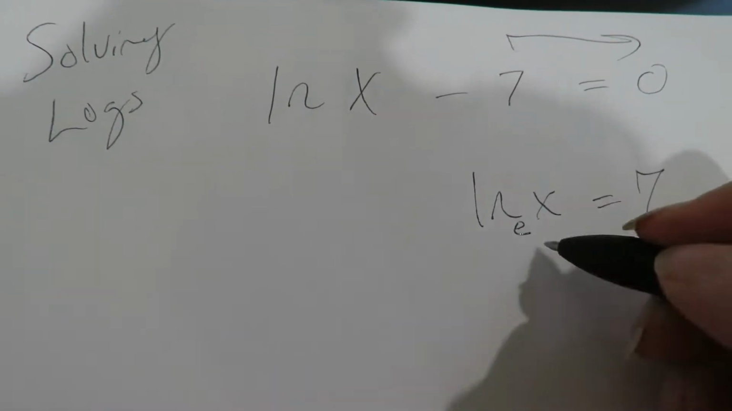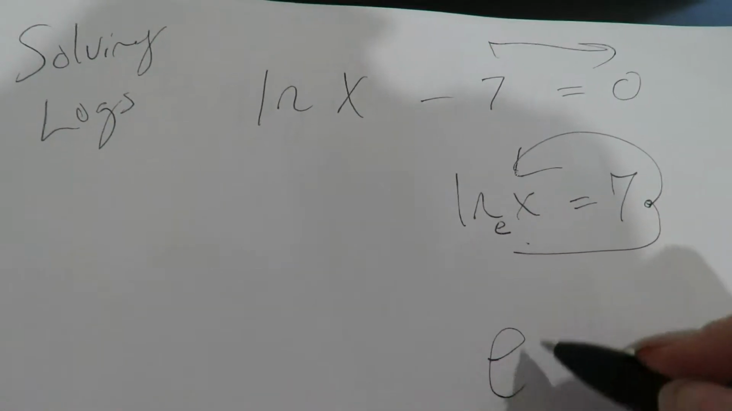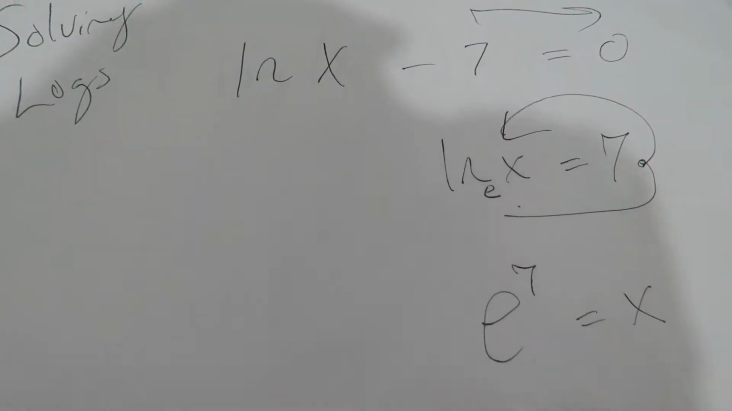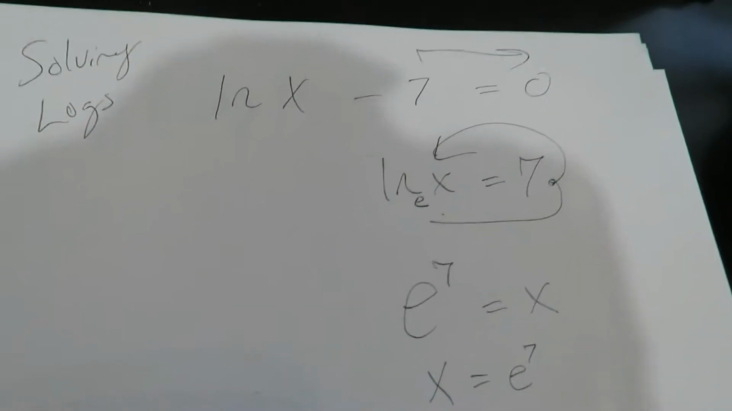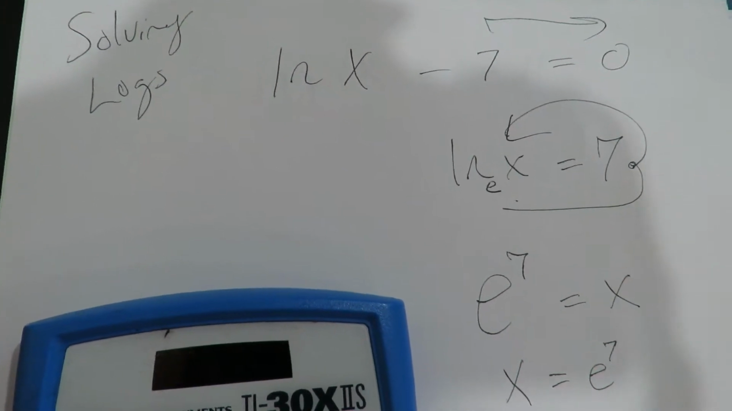So this is base e. So I'm now converting the form. e to the 7 equals x. And that's the final answer. That is the final answer, which is great. That's a pretty big number, so I think we'll just leave it there.